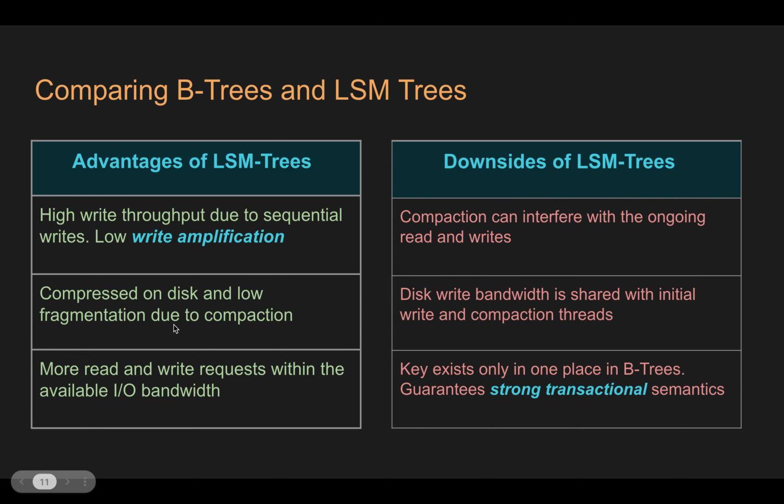Also, LSM trees can be compressed better and they often have smaller files on the disk than B trees, because B trees often leave some disk space unused due to fragmentation. This happens because when a page is split, or when a row cannot fit into an existing page, some space in that B tree page always remains unused. Also, since data is represented more compactly in LSM trees, it allows for more read and write requests within the available IO bandwidth.